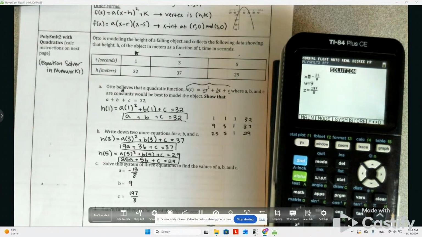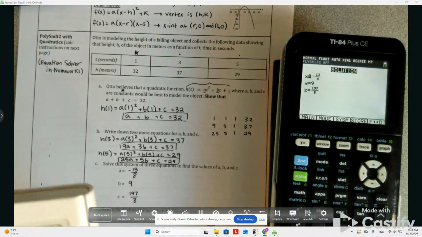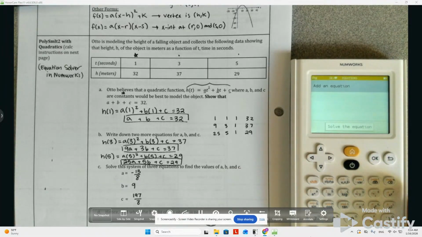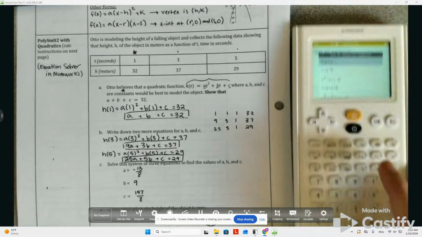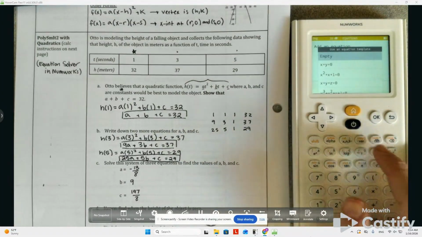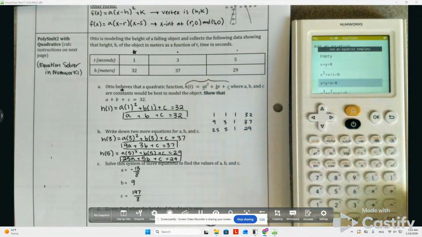Last but not least, Numworks, your instructions are a little different since different calculator. So for Numworks, you're going to go to equations and you'll add an equation. You can use whatever letters you want. So if you want to use A, B, and C, you can. You can type in using the alpha button to access any of the letters. I'm just going to use X, Y, and Z because it has these pre-made templates that just save us from having to type in more stuff.